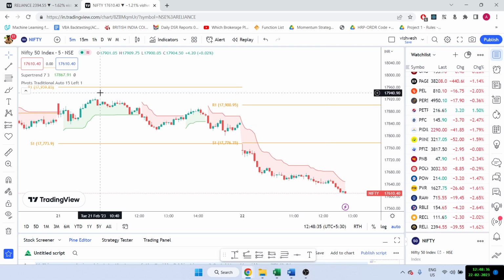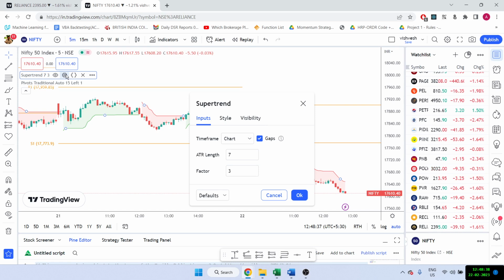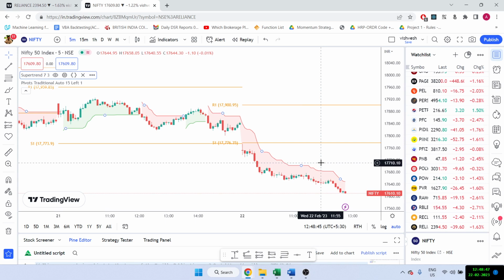The first indicator is super trend. So let me show you the settings. Here I use a 7,3. So the ATR length is 7 and the factor is 3. And I use super trend for two purposes. First, to get a double confirmation of the entry, and second, it acts as my trailing stop loss.